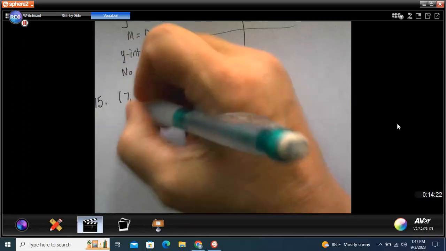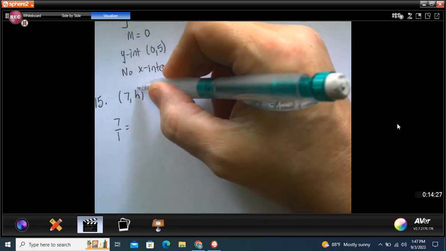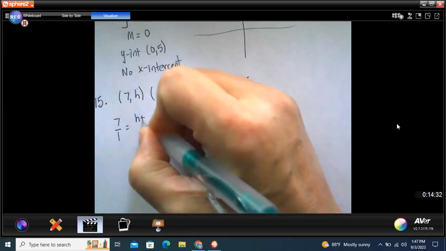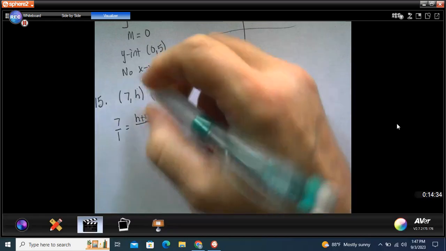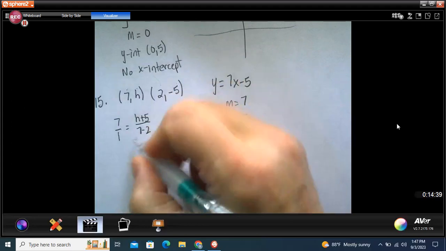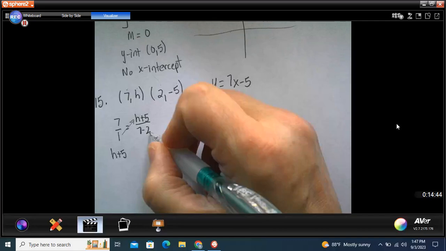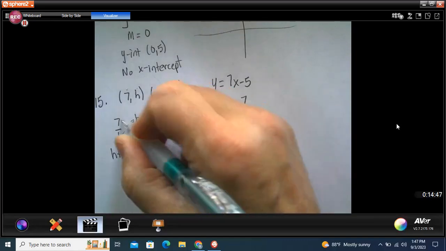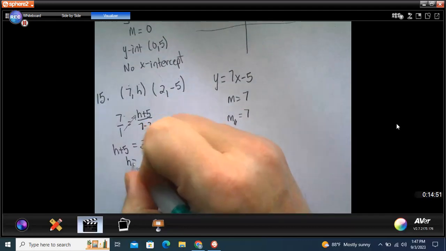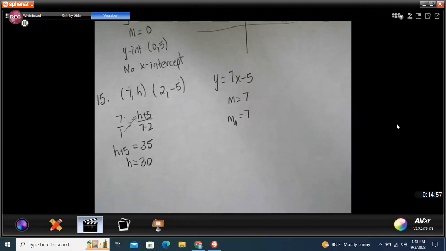Okay, so that means 7/1 equals, I'm just going to use the slope formula, take y minus the other y, so that'll be h plus 5 over 7 minus 2. And cross multiply, I get h plus 5. 7 minus 2 is 5, times 7 is 35. Okay, so h equals 30. That's all we need to do for that.